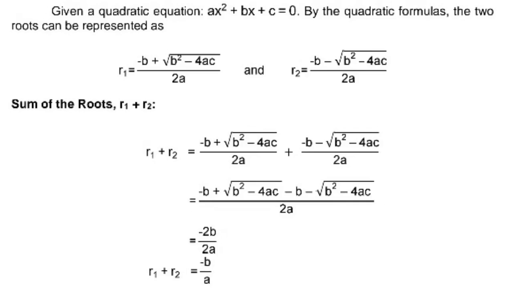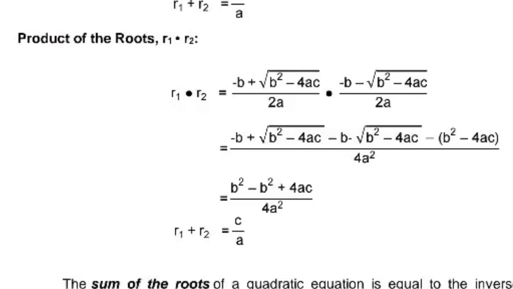So if we're going to have the sum of the roots, we have r sub 1 plus r sub 2 equals negative b plus square root of b squared minus 4ac over 2a plus negative b minus square root of b squared minus 4ac over 2a. Adding the two, negative b plus negative b is negative 2b, and the square root of b squared minus 4ac minus the square root of b squared minus 4ac equals 0. So in the numerator we have negative 2b over 2a, and the result here will be negative b over a. So the sum r sub 1 plus r sub 2 equals negative b over a.